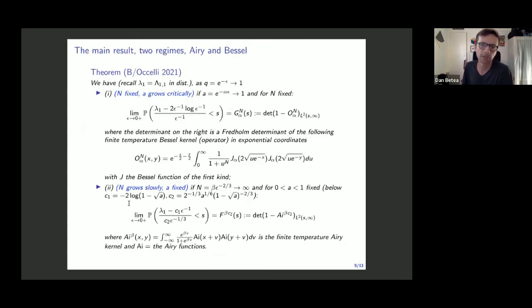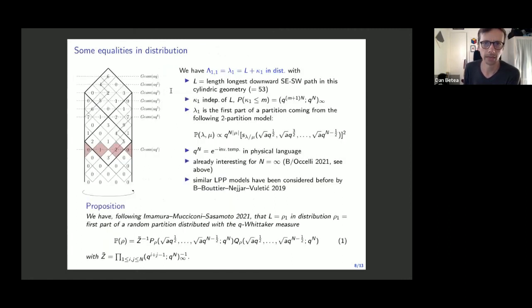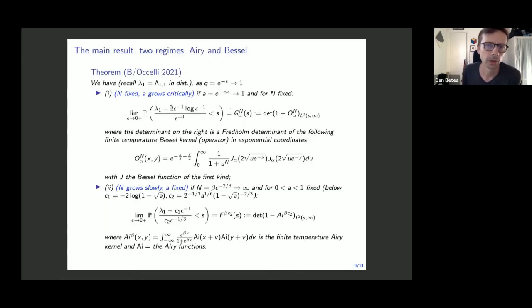Okay, so let me tell you the main result. And the main result has two parts. In the first, the width of the cylinder is fixed and A grows critically, A goes to 1 critically. Then lambda 1 is the peak. They're the same in distribution. It grows as m log m with order m fluctuations. And you get this Bessel kernel in exponential coordinates and in finite temperature.